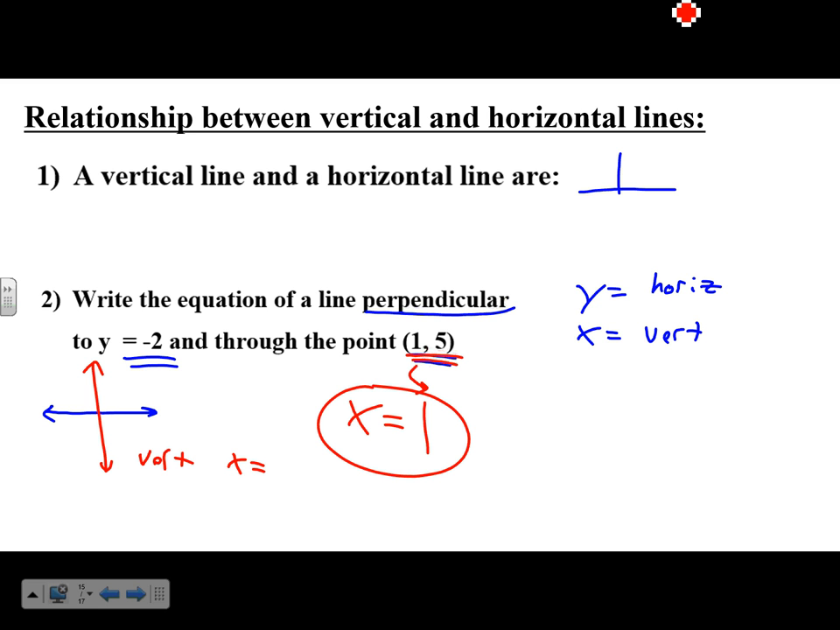Now, the good news is, if you forget which one's horizontal and which one's vertical, if they're perpendicular, it's going to be the opposite. So this is y is equal to, so my answer's got to be x is equal to, because it's perpendicular, and then it's x is equal to your x value. So you didn't even have to know which one's vertical and which one's horizontal necessarily.